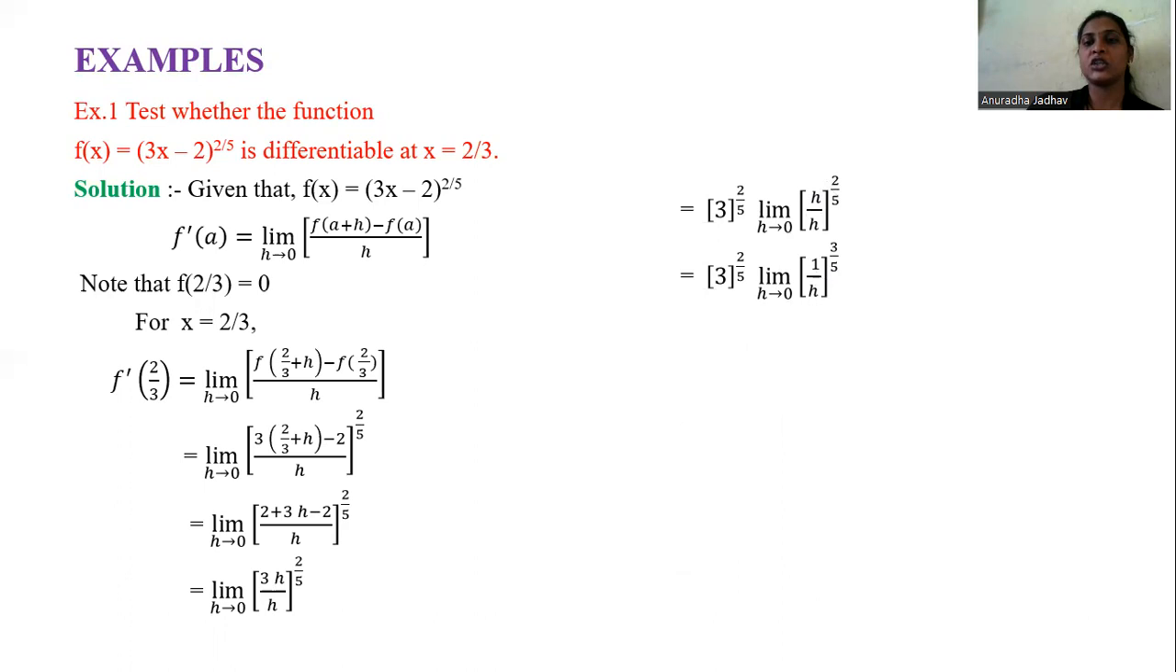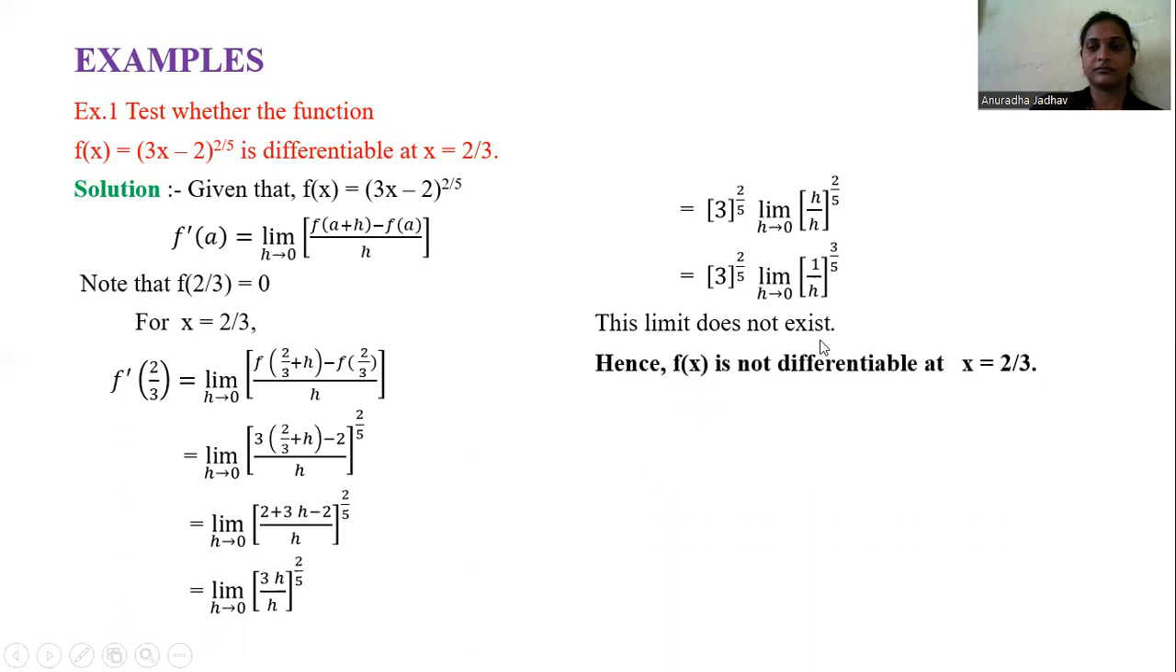Limit as h tends to 0, 1 upon h, 3 upon 5. And here we apply the limit as h tends to 0, 1 upon 0 does not exist. Therefore, this limit does not exist. Hence, the given function f of x is not differentiable at x is equal to 2/3.